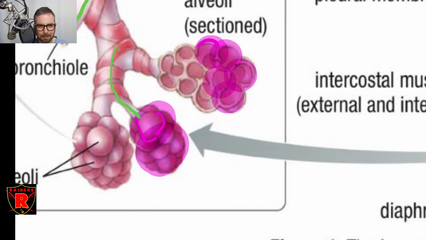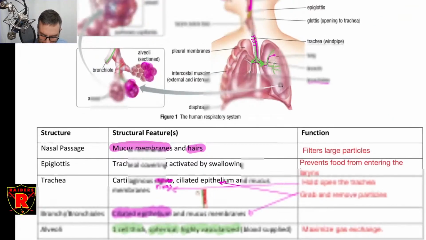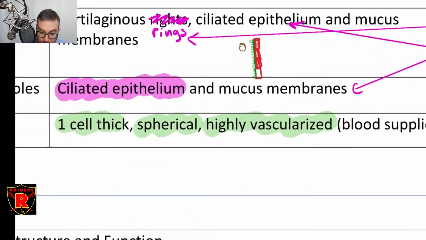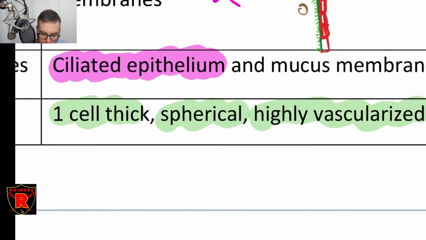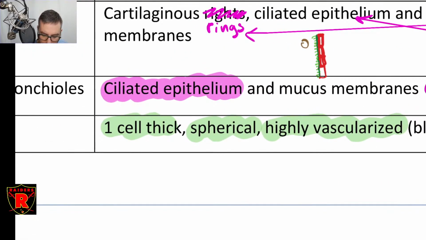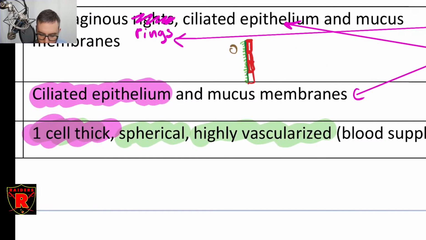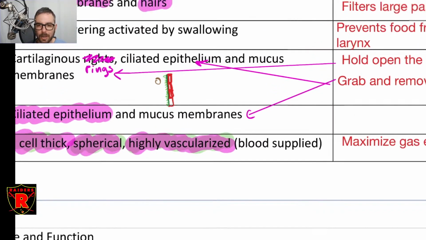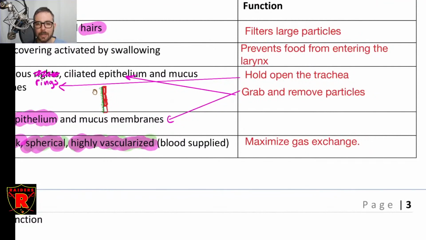Not ppm, PM. Anyway, so then we get right down to the alveoli level, where there is no ciliated epithelium, but they have a structural feature in that they are one cell thick, they are spherical, which remember has a high surface area to volume ratio, and they have a ton of blood supply for good gas exchange. They are highly vascularized. Vascularized just means that there is a lot of blood supply to that tissue. And why is that? Maximum gas exchange.